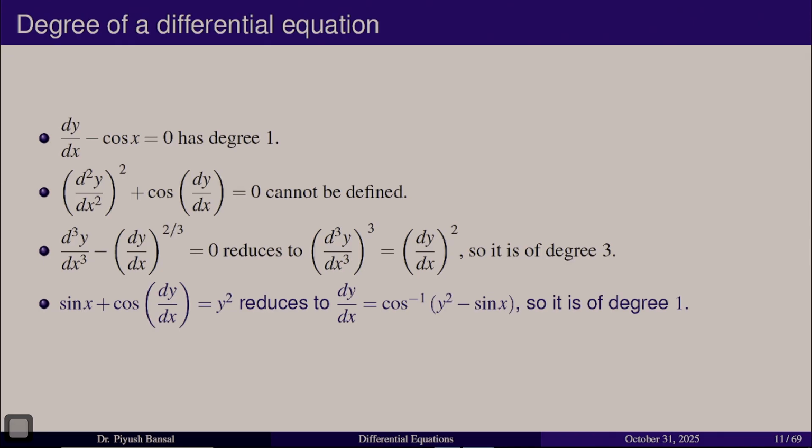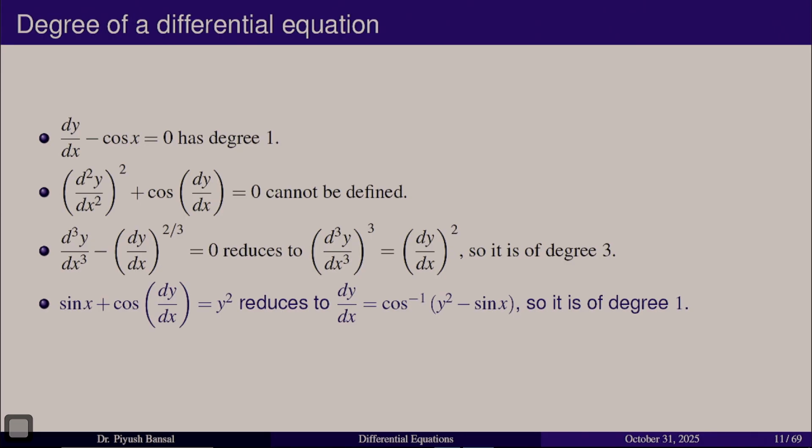In the next example, again when we have sin x plus cos dy by dx equal to y square, this again appears to be non-polynomial, since dy by dx is coming as the angle of cosine function. So, if you compare it with the second example, in the second example we could not separate dy by dx, but in the fourth one we can reduce it further to dy by dx equal cos inverse of y square minus sin x. So, this will become an order 1 and degree 1 differential equation, because this is now a polynomial equation in the derivatives. This thing you cannot do with the second one. You cannot separate out dy by dx and make it a polynomial equation.